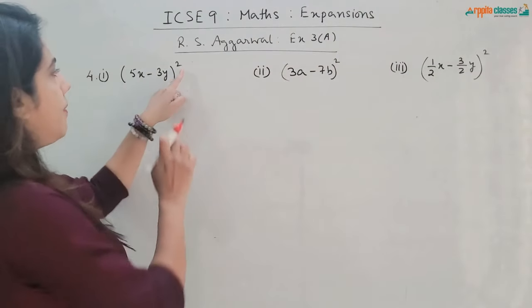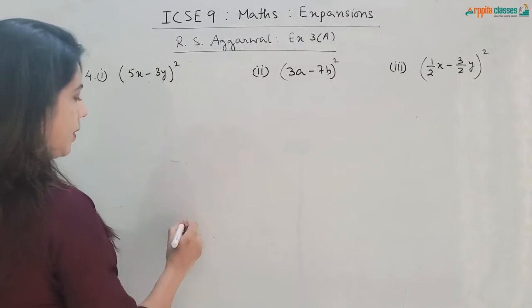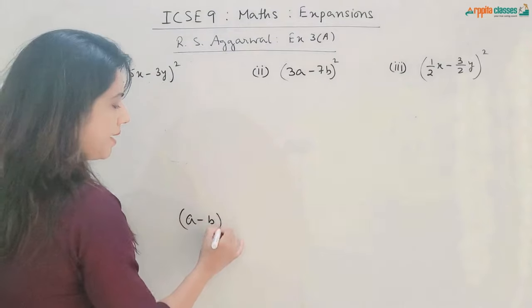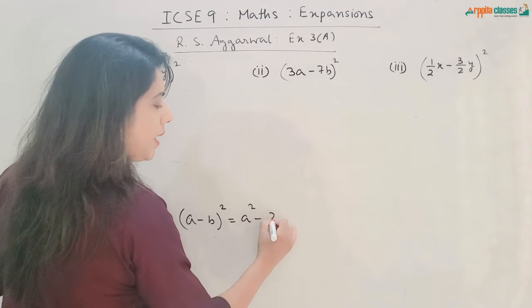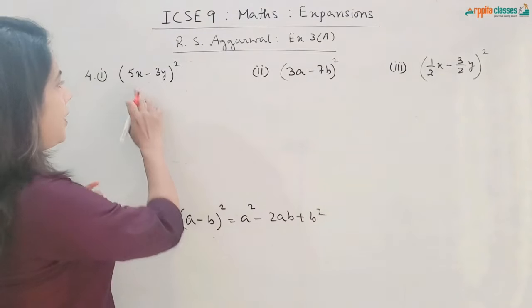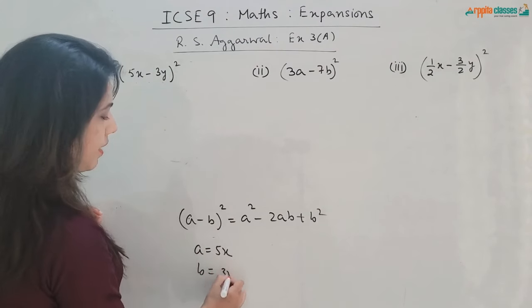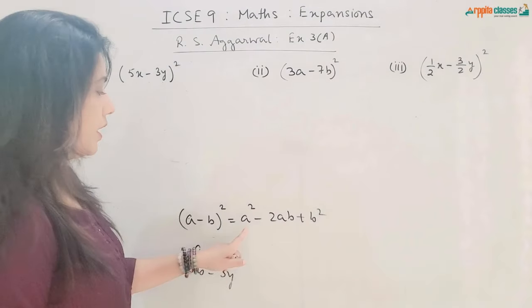Let us start the next question. (5x minus 3y) the whole square. Now you can say this is in the form of (a minus b) whole square. What is the formula? (a minus b) whole square is a square minus 2ab plus b square. So this is the formula now. Your a here is 5x and b is 3y. Okay, now let us put it in this formula.